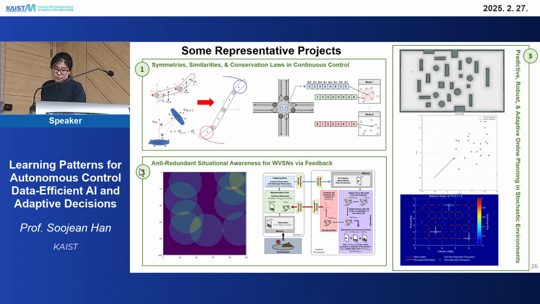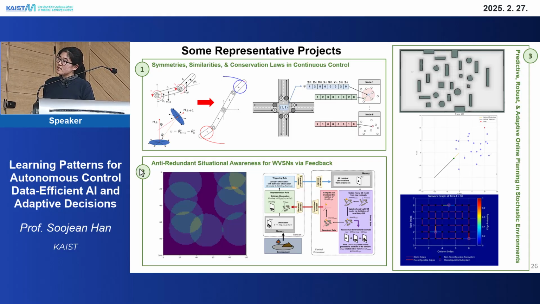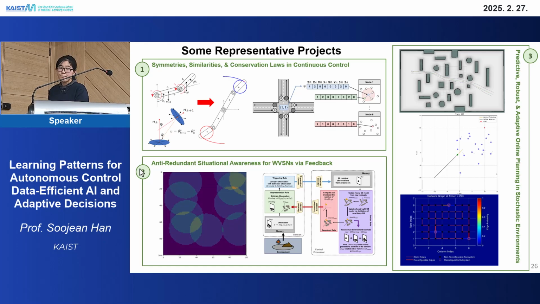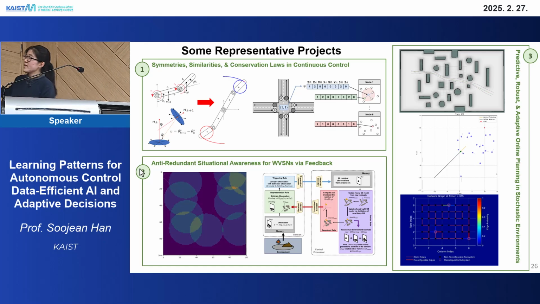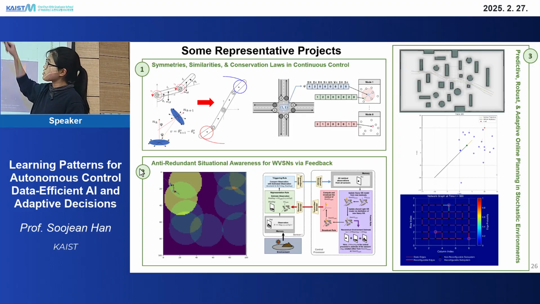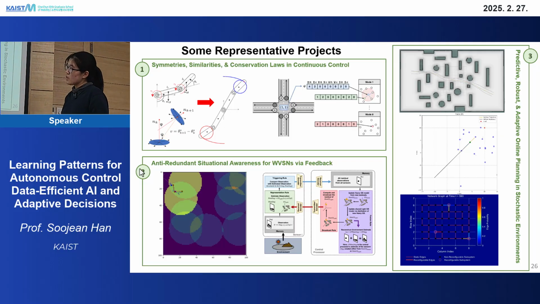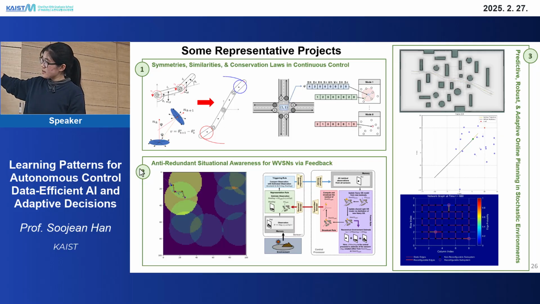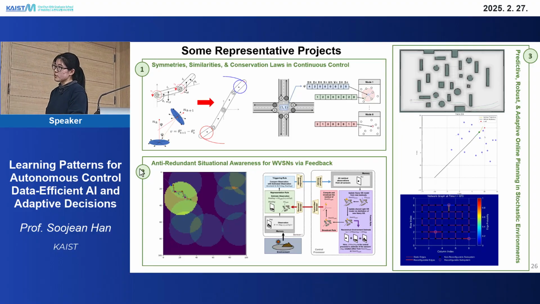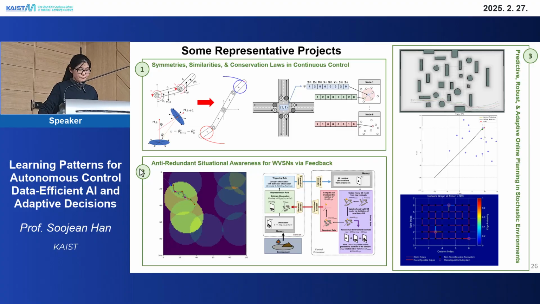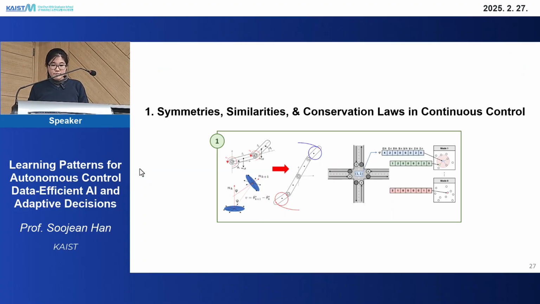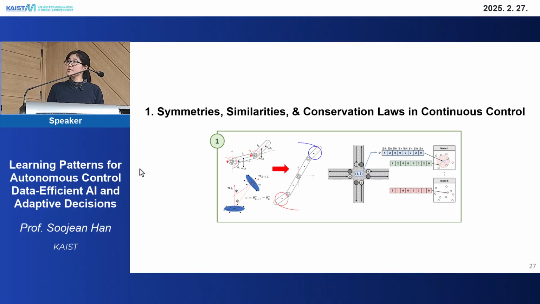Okay, so out of the 4 categories that I mentioned before, I'll only talk about 3 of them for the sake of time. So I'll let the videos play a little bit, but the 3 that I'm going to talk about are the symmetries and conservation laws for continuous control, distributed feedback systems, and predictive, robust, adaptive online planning for stochastic environments. Okay, so let's start with the first subtopic.